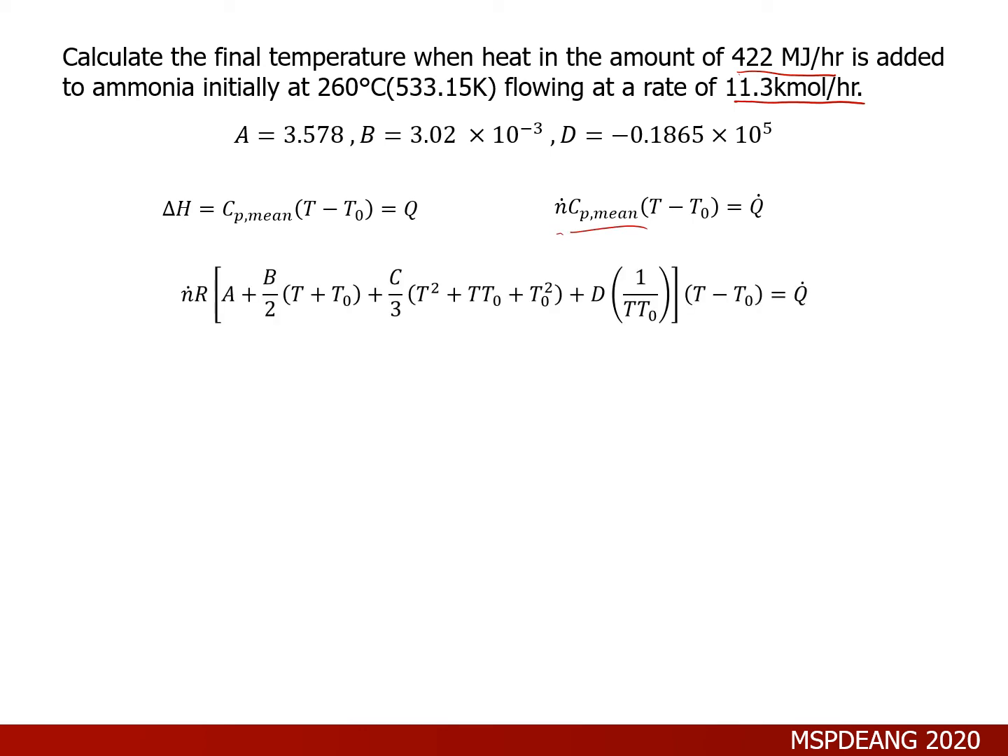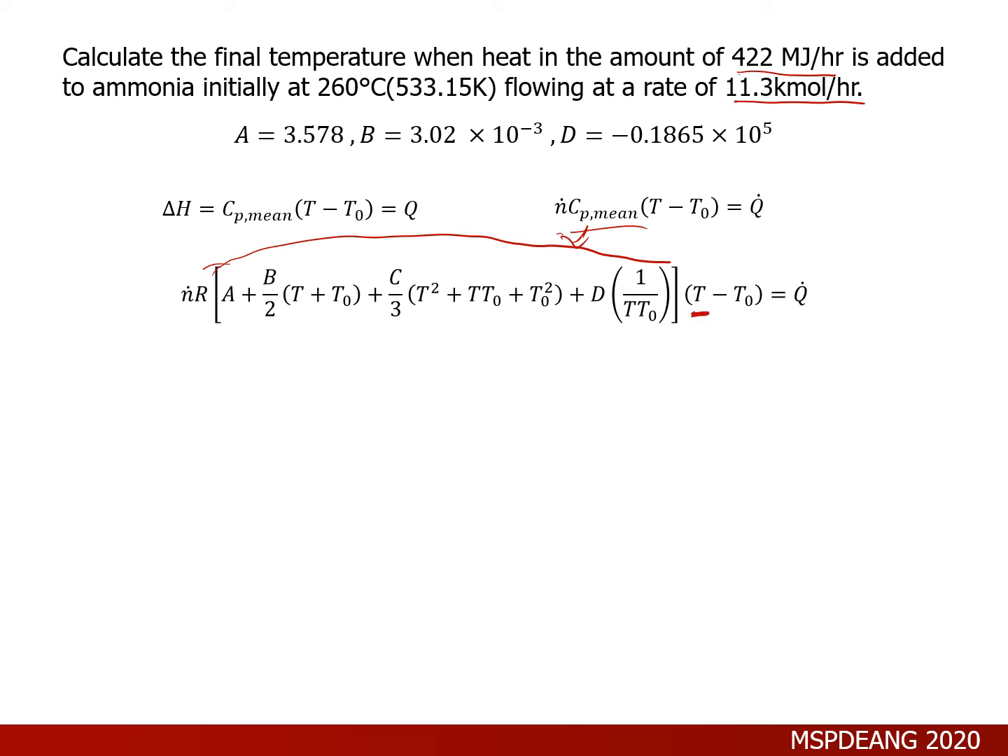Recall, from our integrated heat capacity equation, Cp mean is this whole expression. So that's Cp mean. N dot R times this expression, times (T minus T naught), is equal to Q. And to start the iteration, we will make use of what we call fixed point iteration. So we will isolate T as a function of T. This is the expression we usually use for iterative calculations. So isolate for this T.